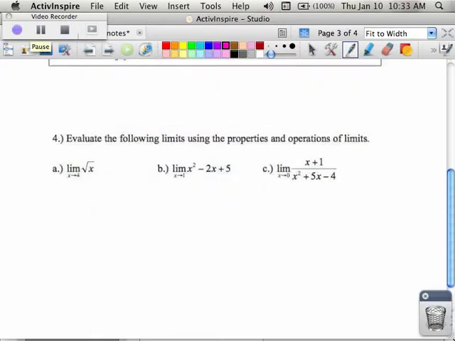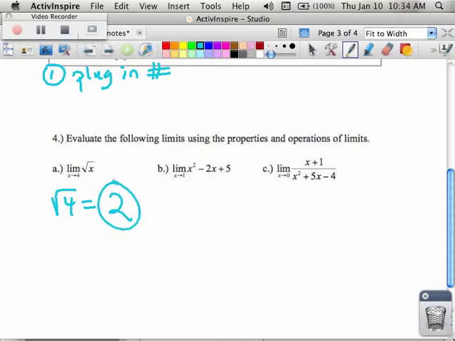There are three strategies when you're taking limits. Strategy number one, the most important strategy. If you don't do this first, you're making a mistake. Plug in the number. For example, 4a. Square root of 4 equals 2. That's your answer. Done.